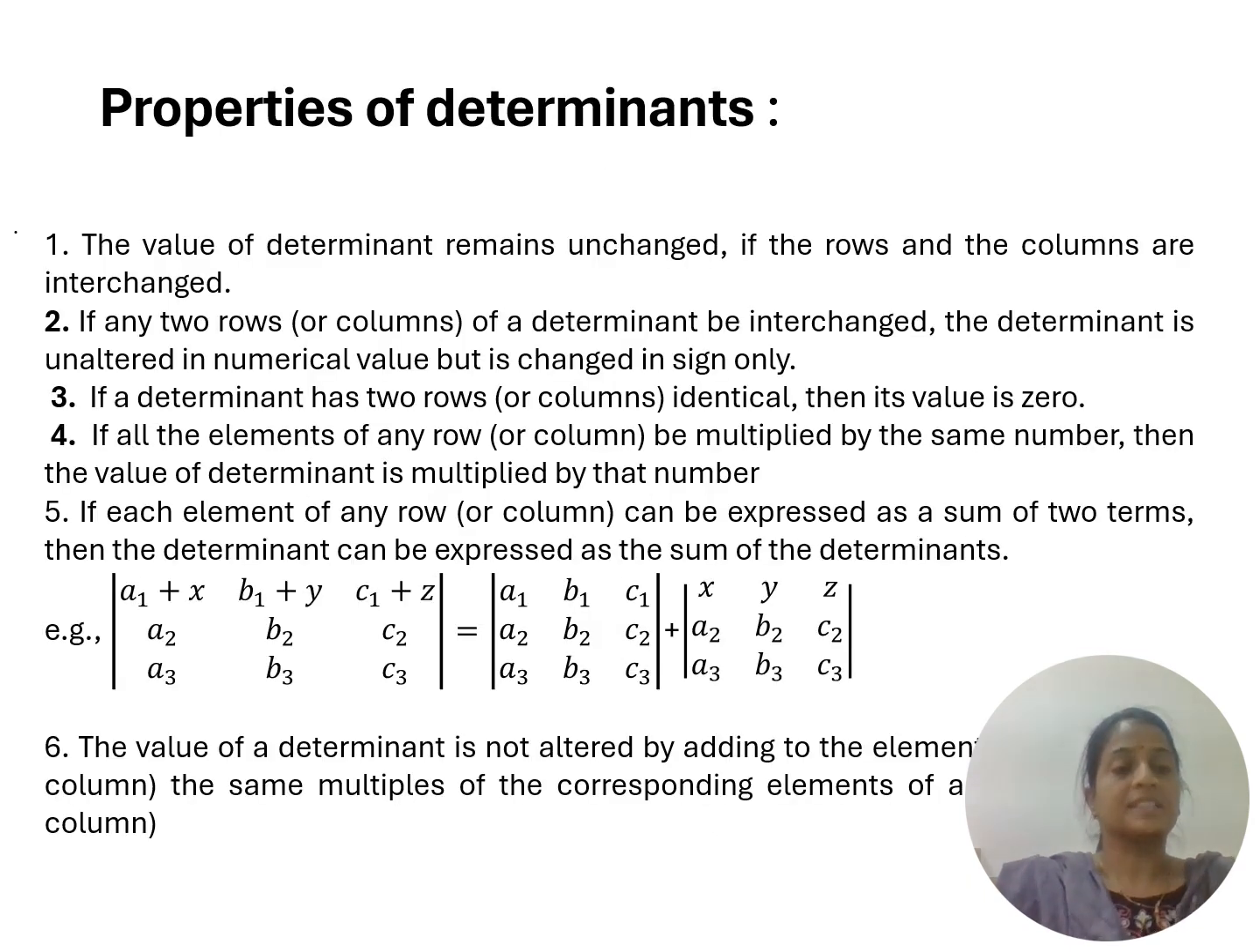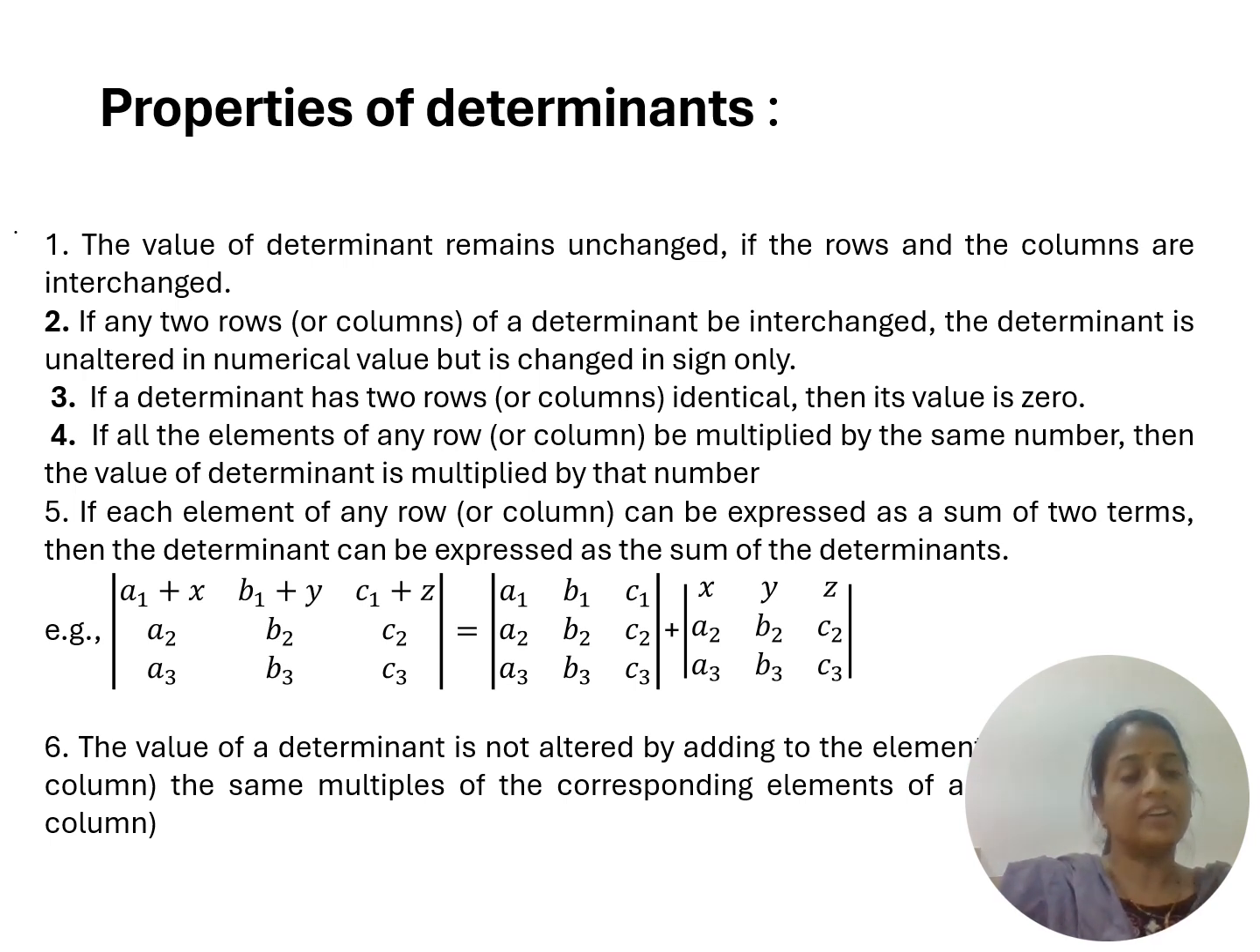Next, we discuss the topic properties of determinants. First property: the value of the determinant remains unchanged if the rows and columns are interchanged. That means if rows and columns are interchanged, the value of the determinant is not changed. Second, if any two rows or columns of a determinant are interchanged, the determinant is unaltered in numerical value but changed in sign only. That means if any two rows or two columns are interchanged, then the answer will be the same but only the sign changes.